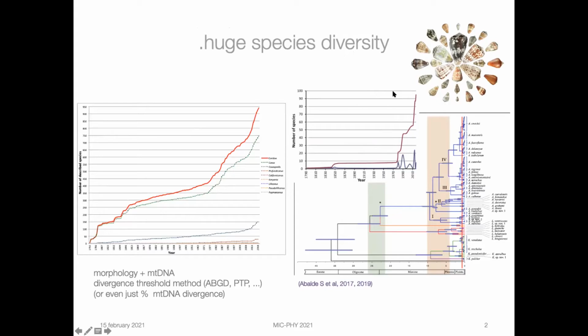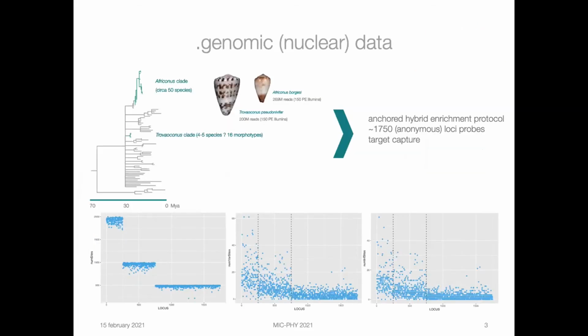Most of the data is mtDNA, like single genes, some genes or mitogenomes, and most of the species delimitations are based on some kind of divergence threshold method, like ABGD or BBB, or even only on a percentage of mtDNA divergence. So what we wanted to do was give a more genomic perspective to this.